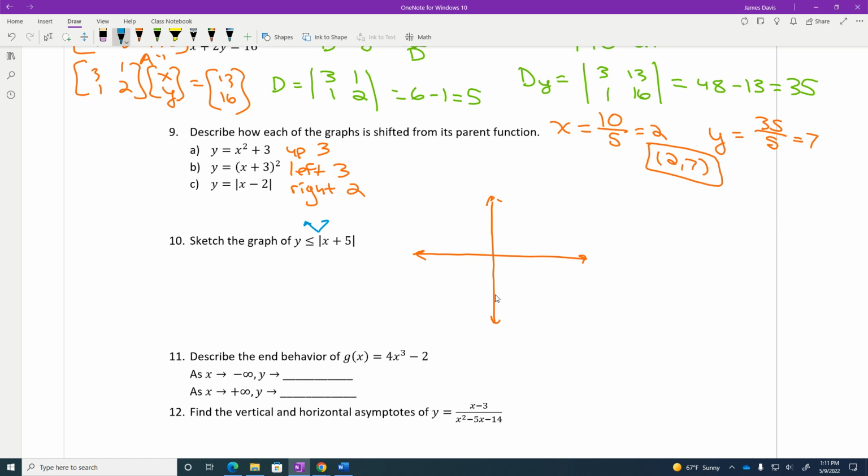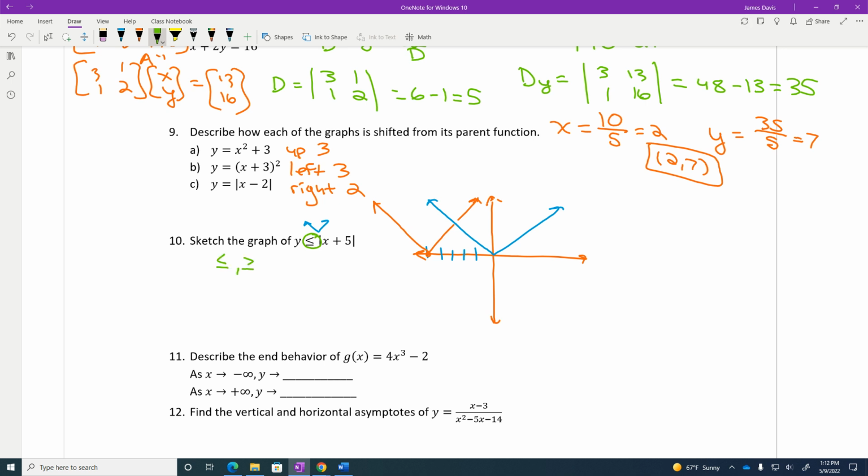All right, so in graphing this, the parent function looks like this. And then what does this tell us to do? Yeah, left 5. Go to your left 1, 2, 3, 4, 5. Looks like this. All right, and a couple of things to go with this. If it's an inequality, you have to do some shading. And if you also notice, this is less than or equal to.